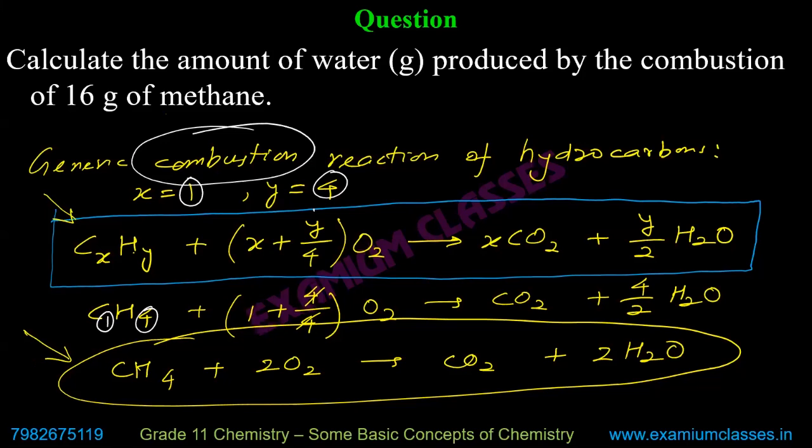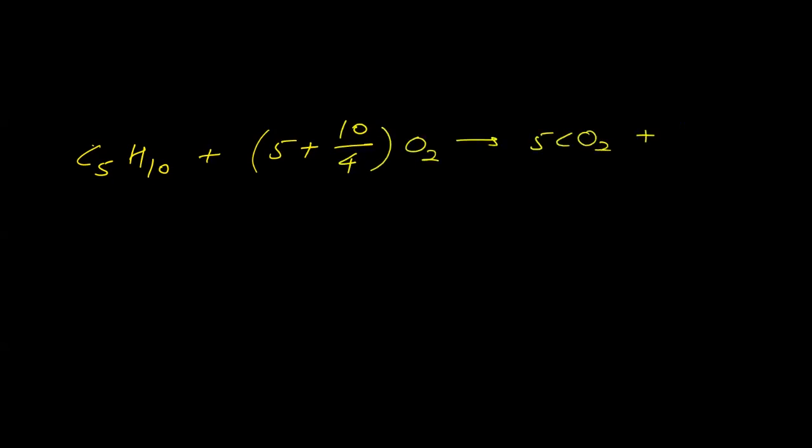So for example, if you have pentene, C5H10. Pentane will be C5H12, pentene will be C5H10. I am saying pentene. Okay, sir. So even for this one, you can write the reaction, because it will be x plus y by 4 O2 gives you x CO2 plus y by 2 H2O.